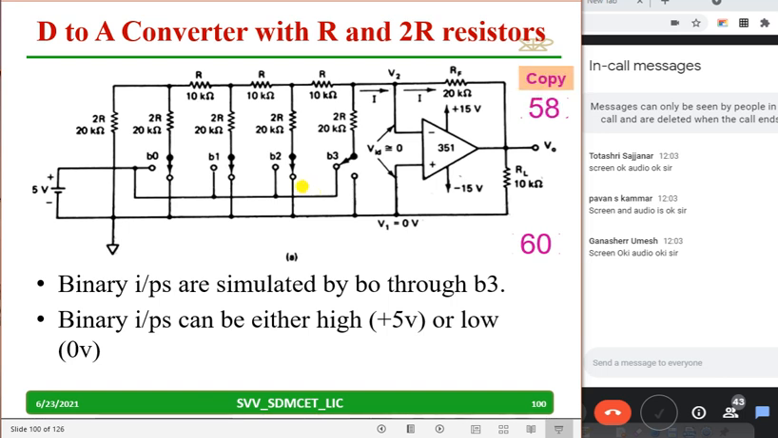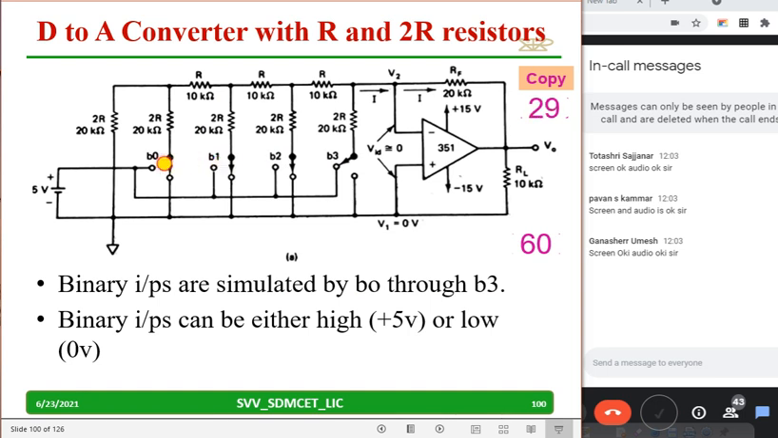And one more, we have a D to A converter with an R to 2R ladder, we say. It looks like a ladder. There is a reason most books say it's an R to 2R ladder. So binary inputs are simulated again by B0 through B3. I am connecting B0, B1, B2 either to ground or to the 5 volts. In this case B3 is connected to the plus 5 volt.